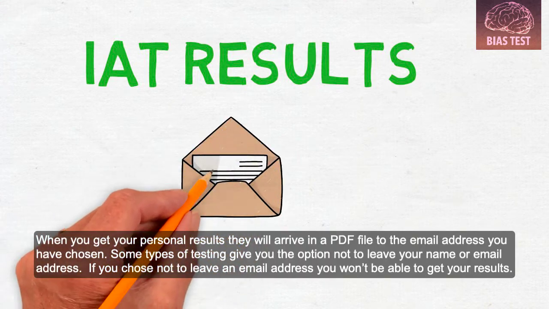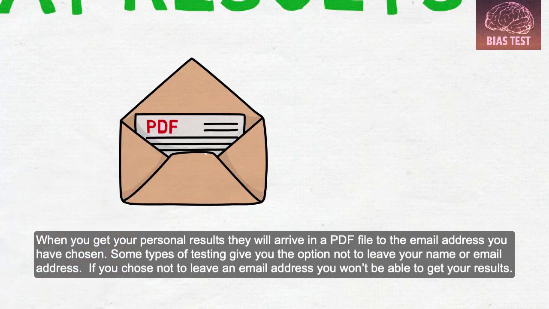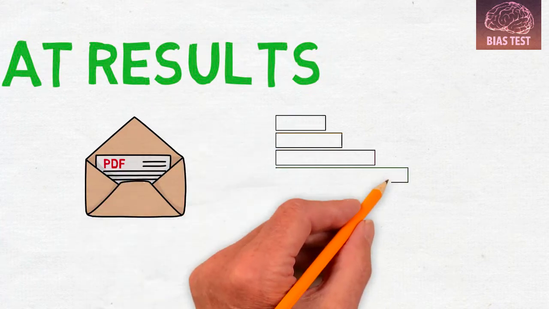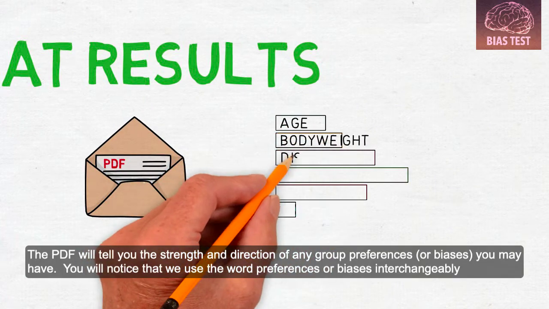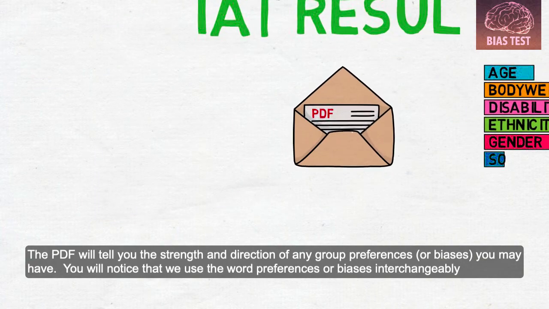When you get your personal details, they will arrive in a PDF file to the email address you have chosen. Some types of testing give you the option not to leave your name or email address. If you choose not to leave an email address, you won't be able to get the results. The PDF will tell you the strength and direction of any group preferences or biases you may have. You will notice that we use the word preferences or biases interchangeably.